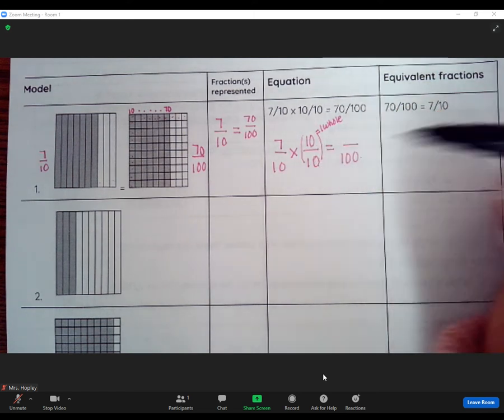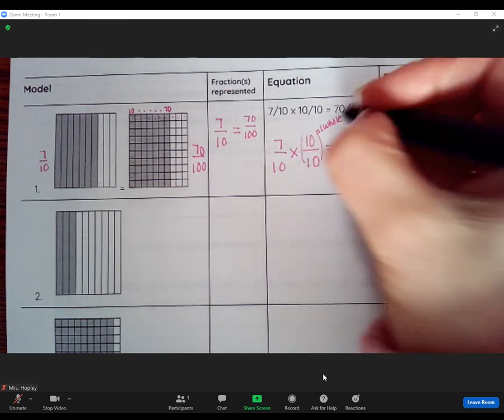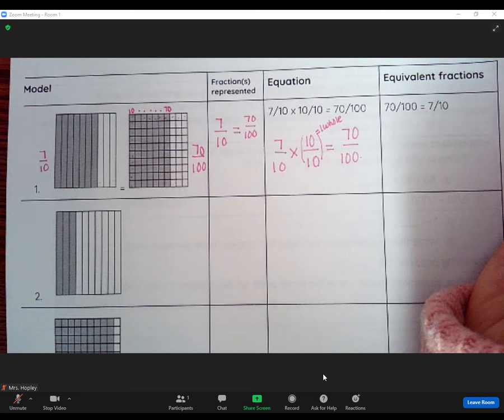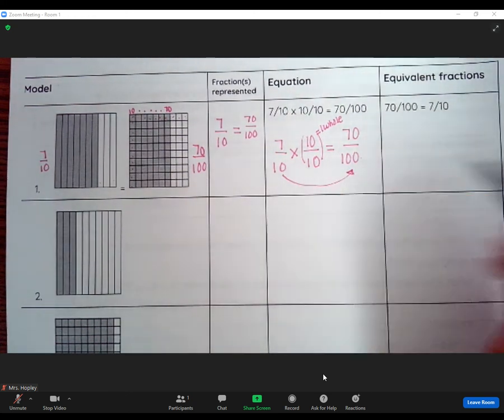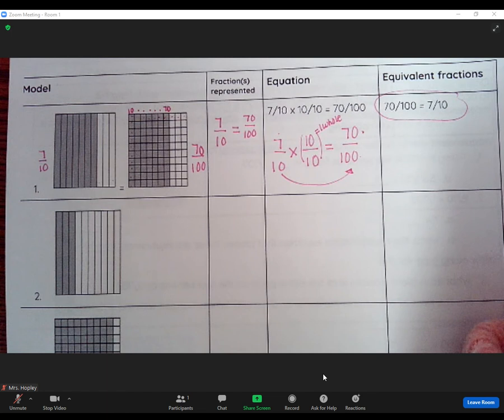So 10 times 10 gave me 100. 7 times 10 gives me 70. And what do you know? We got the same answer. 7/10 equals 70/100. 70/100 equals 7/10. And that's what we have here as our answer.